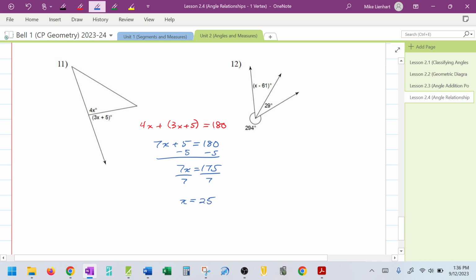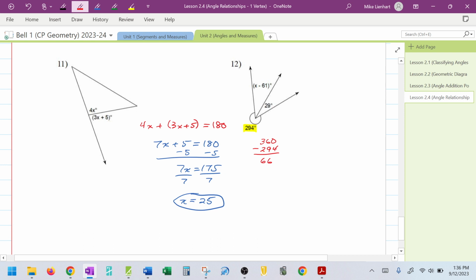I just had to double check my arithmetic there. All right, now look at number 12. Number 12, because I know this is a full circle, I can take that shortcut to figure out what that angle given is equal to. And that shortcut would be take 360 minus 294, or 66.